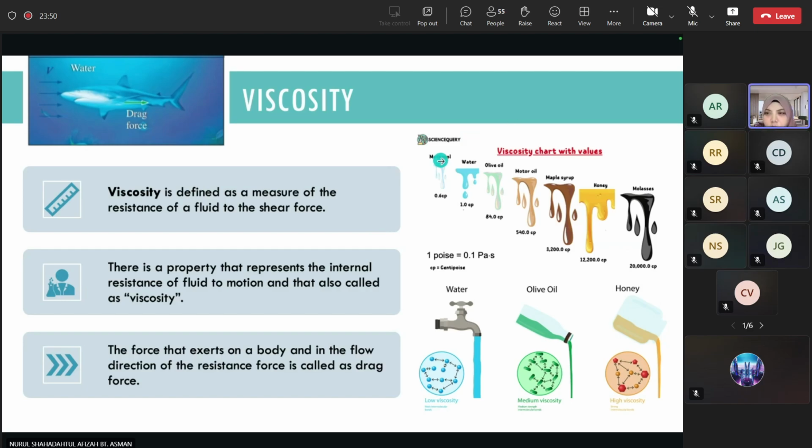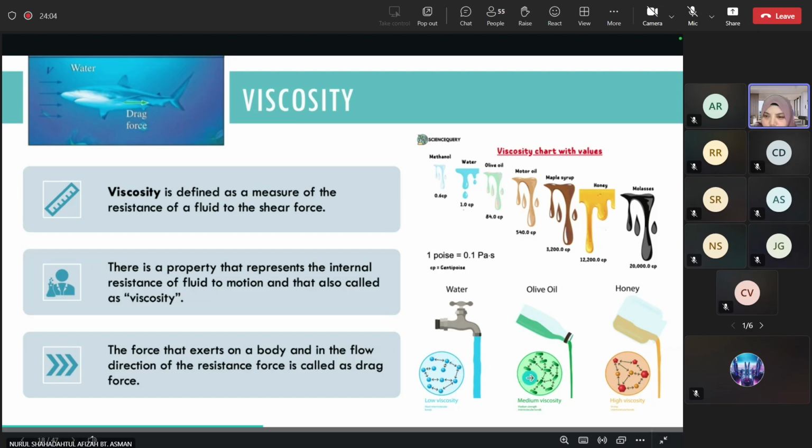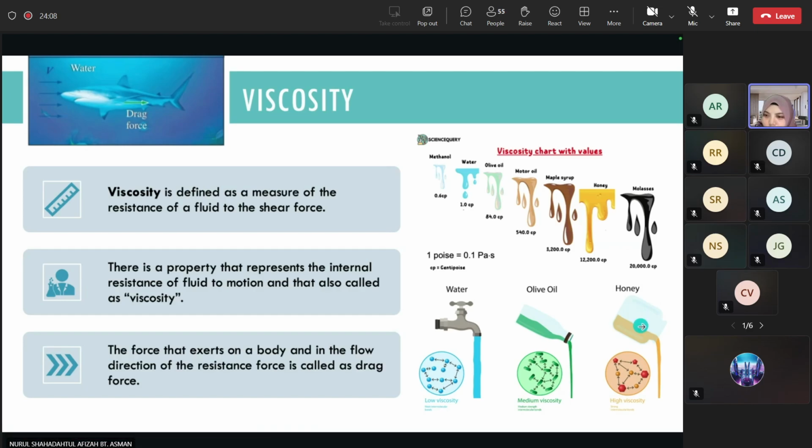These are different types of fluid having different values of viscosity. For example, water has a low viscosity, then medium viscosity, and olive oil and honey have high viscosity. So we usually use water or oil in the application of fluid mechanics.